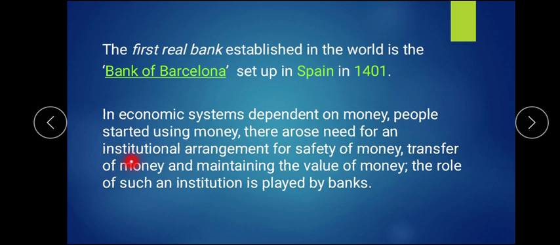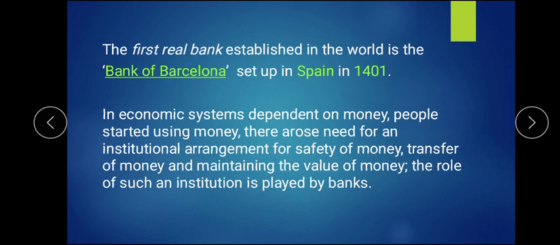There was an easy establishment of a transfer system for money, how to maintain the value of money, and how this particular thing would happen. So they established nothing but, we can say, banks. And banks played these roles, which was an aid for helping people of different countries. So different banks were established in different countries. This is how it came up.